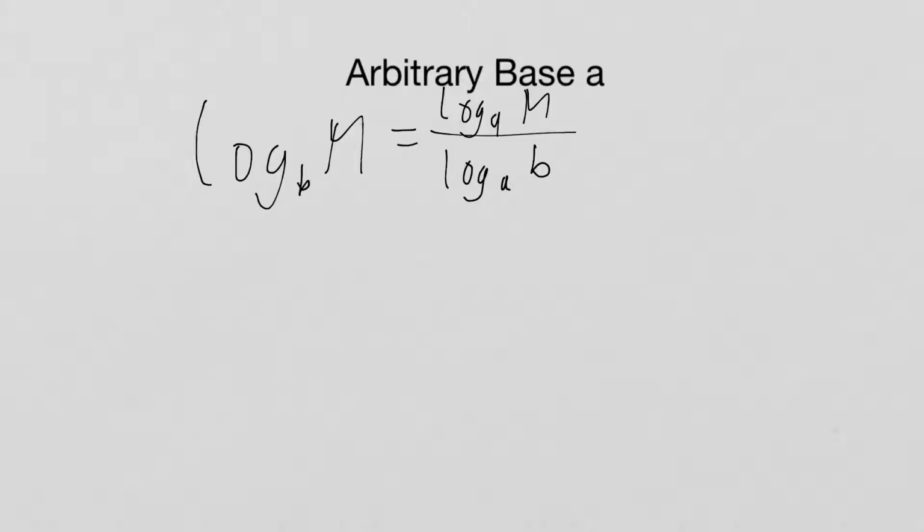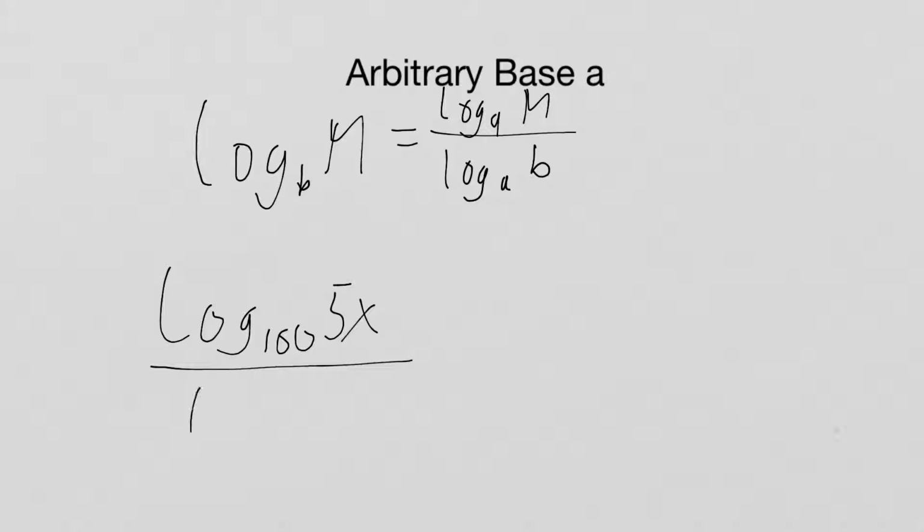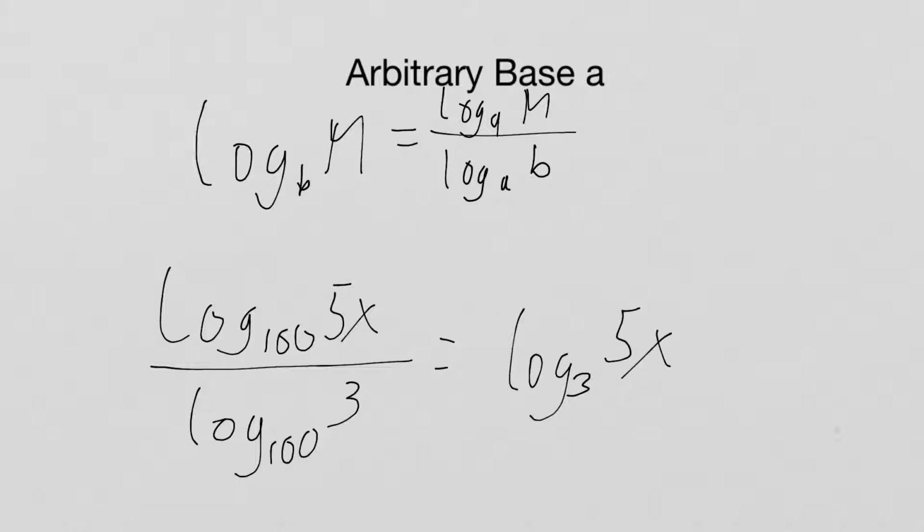So if we had some log base 100 of 5x, we could achieve a base of 3 by dividing by log base 100 of 3. And that would yield log base 3 of 5x. So not too crazy, right? It's the same thing we did for natural log and for common log.